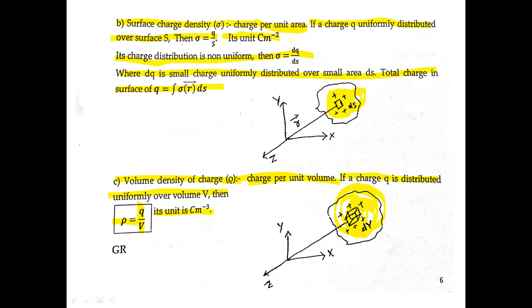So far we have discussed the derivation and also the continuous charge distribution, the three types: linear charge density, surface charge density, and also the volume density of the charge.